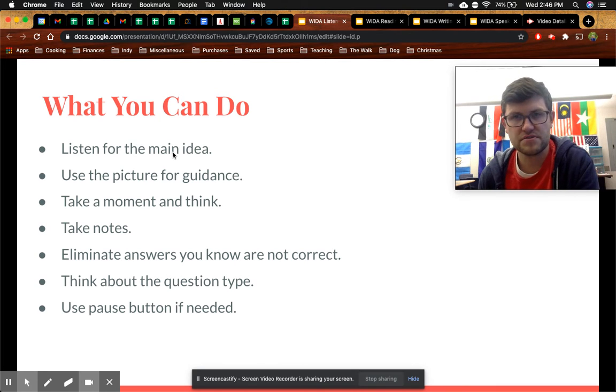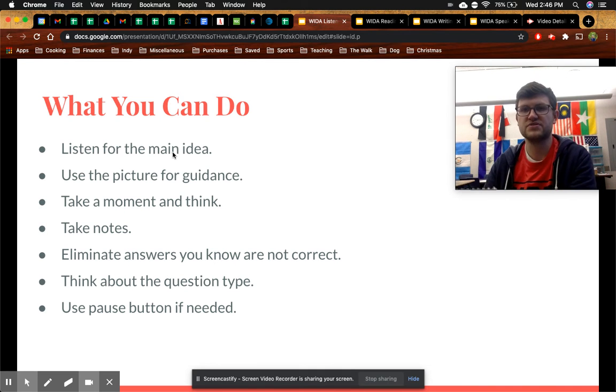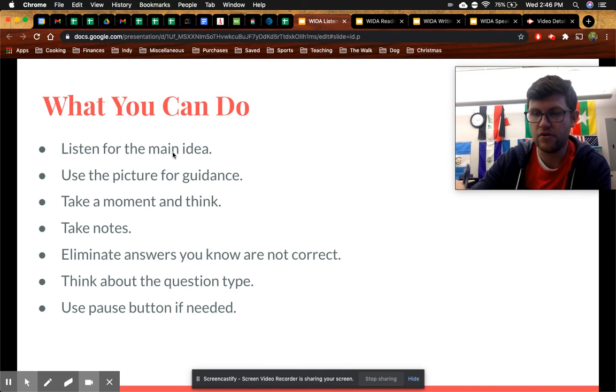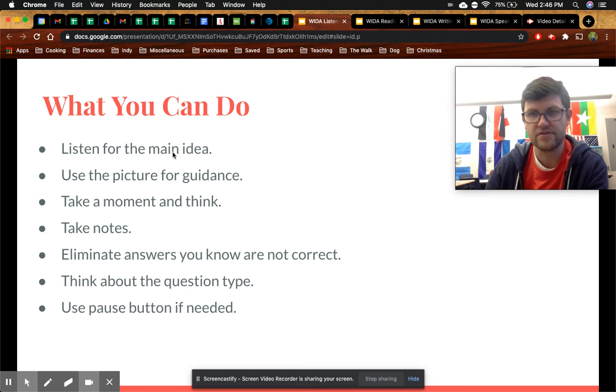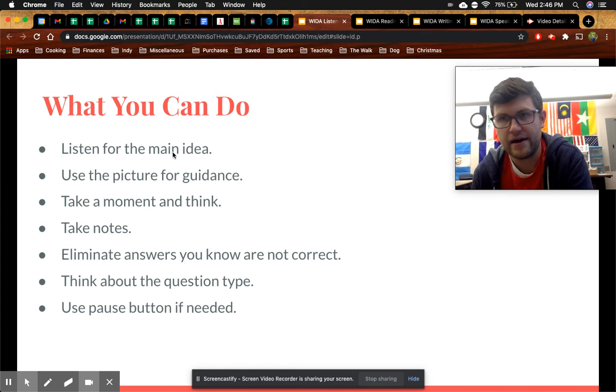Use the picture. Sometimes there'll be some writing on the pictures, and you should use that. All right, for your benefit, take a moment and think. Once the recording is done and you don't know the answer, don't just click. All right, think about it. Take notes. What I like to do is, while you're listening, if you want to write down some things that you're hearing, do that if you're comfortable. I think that is a pretty good way of making sure you remember what's being said.